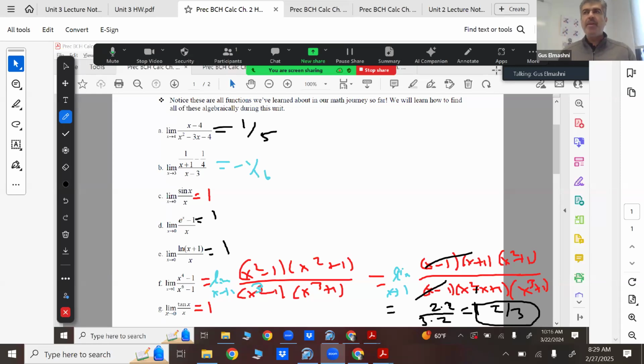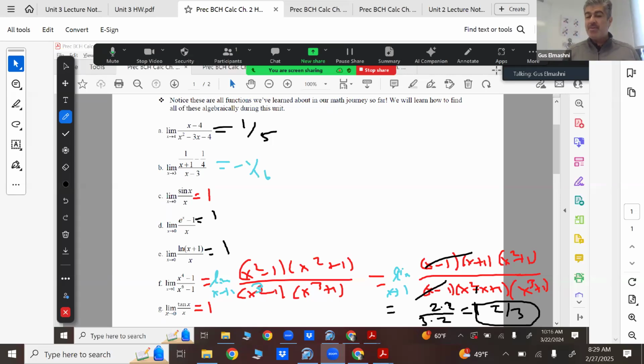If you make a table, I would suggest you plug in values close to 4, like 4.001, 4.01, 4.1. So kind of work your way closer to 4. So from the right side, 4.1, 4.01, 4.001. From the left side, 3.9, 3.99, 3.999. That's 3 nines, I think.